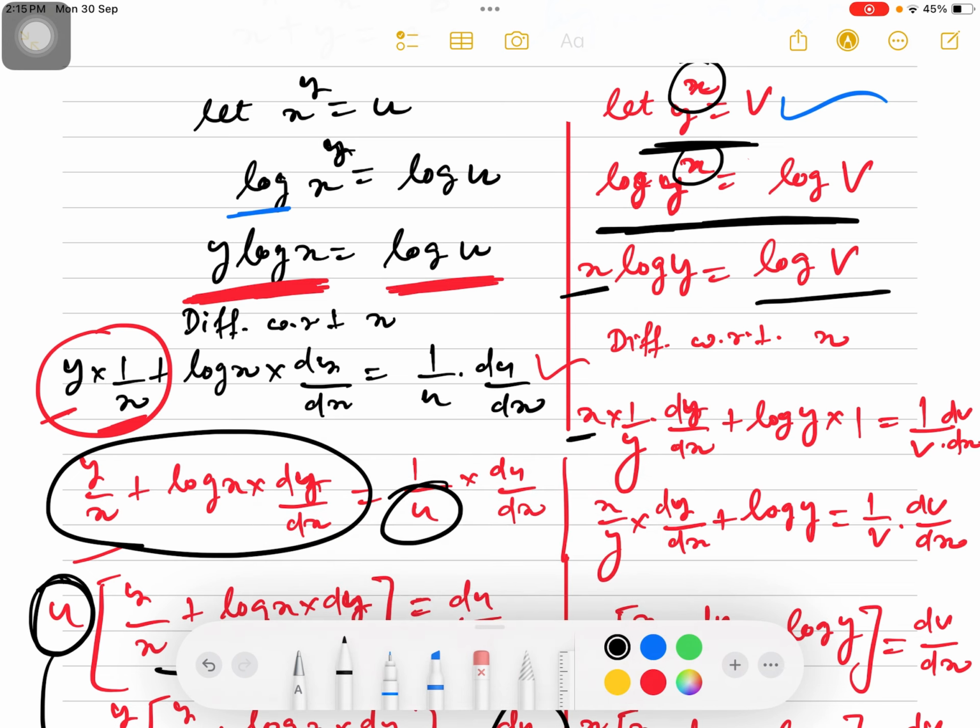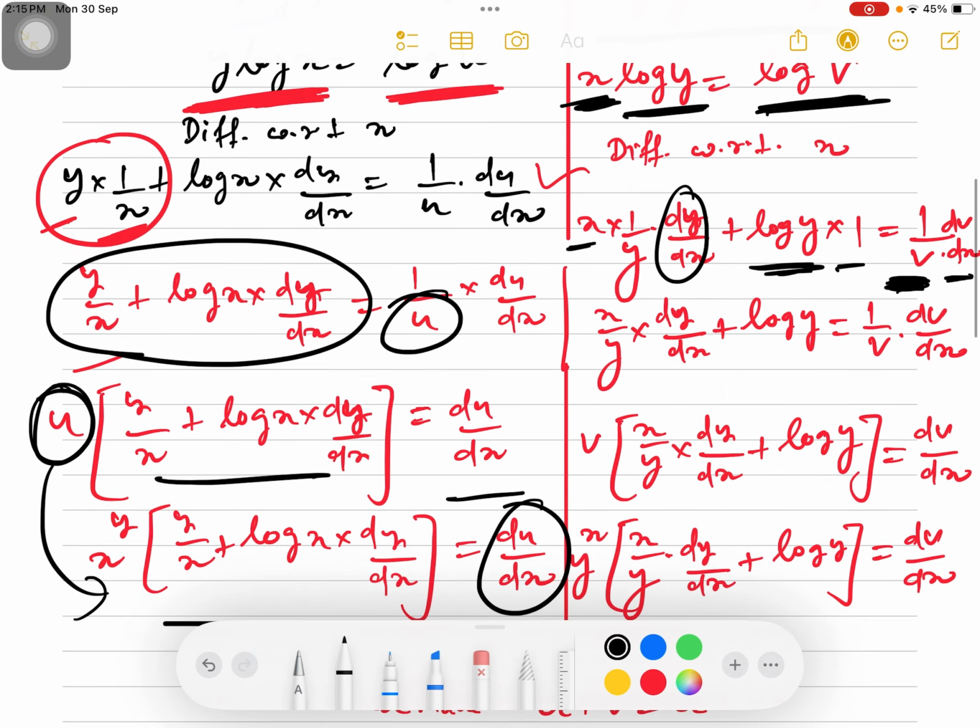What is the product formula? First function as it is, derivative of the second function. Because we are differentiating log y, it is not log x, so again y we have to differentiate, because we are differentiating with respect to x only. So again it will be dy/dx, plus log y as it is, the second function as it is, differentiation of x will be 1 only, equals log v we have to differentiate, so 1/v. Again with respect to x we are doing, so we have to do dv/dx.